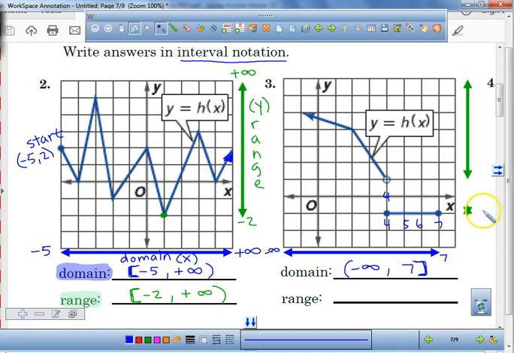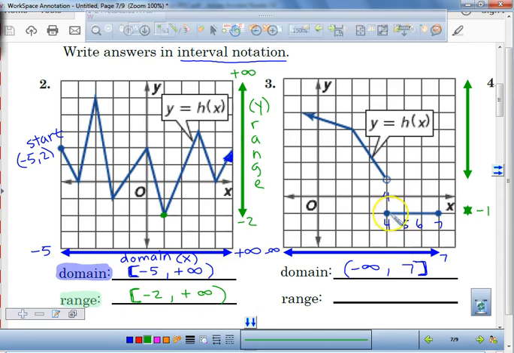Where is the range right here? Negative 1. Yeah, right here it's at negative 1. Would you guys agree it's equal to negative 1 right here, no matter what? Is it equal to negative 1 right there? So what I want you to do is put the range. The lowest it gets is where? Negative 1. So it's at negative 1 between 4 and 7. So that's where the range is for this part of the graph.